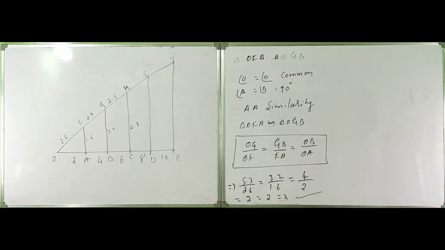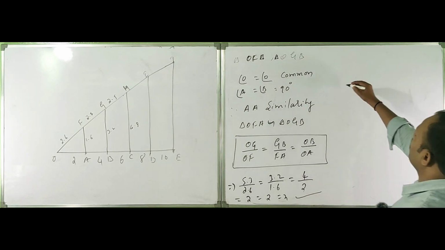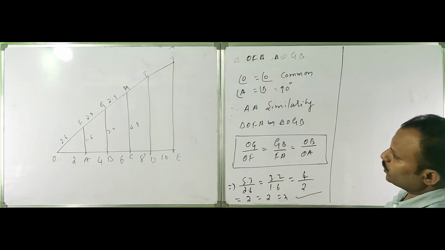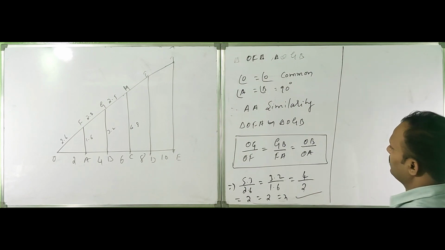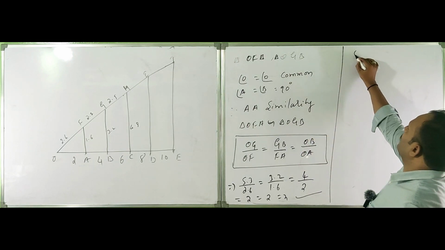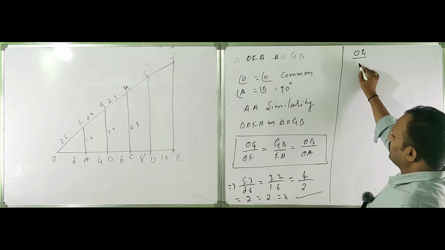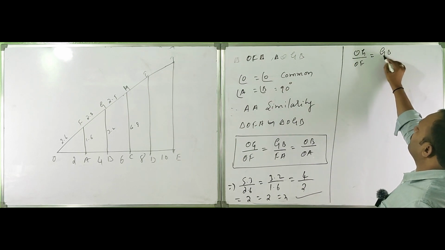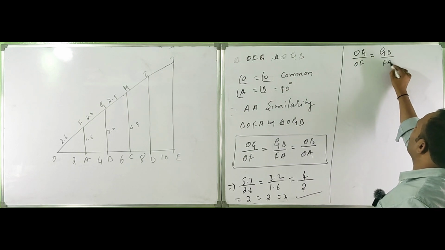This means ratios are constant. Now I am doing some modifications in this equation. OZ by OF is there, GB by, okay, I will take this one. OZ by OF is equal to GB by FA.